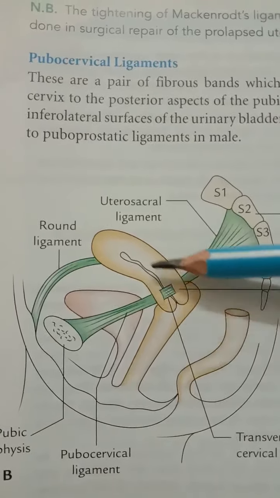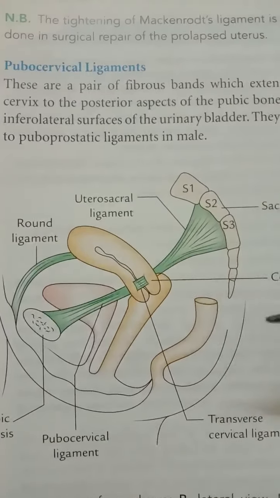Then the fibromuscular structure consists of the transverse cervical ligament, so here you can see the transverse cervical ligament, both in pair. Then the pubocervical ligament, so here you can see anteriorly, the pubocervical ligament, which is also in pair. Then the uterosacral ligament, so this one, also in pair, and the round ligament of the uterus, so here you can see the round ligament of the uterus.